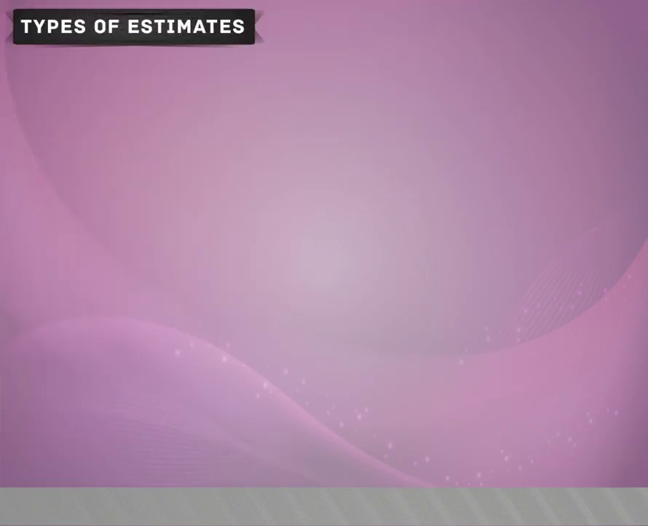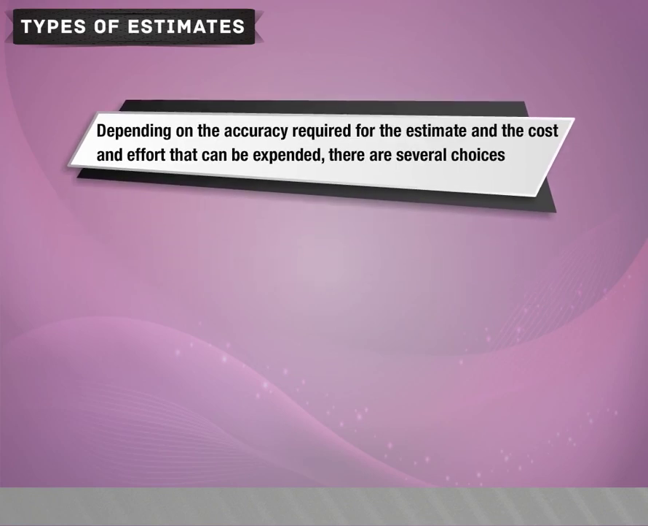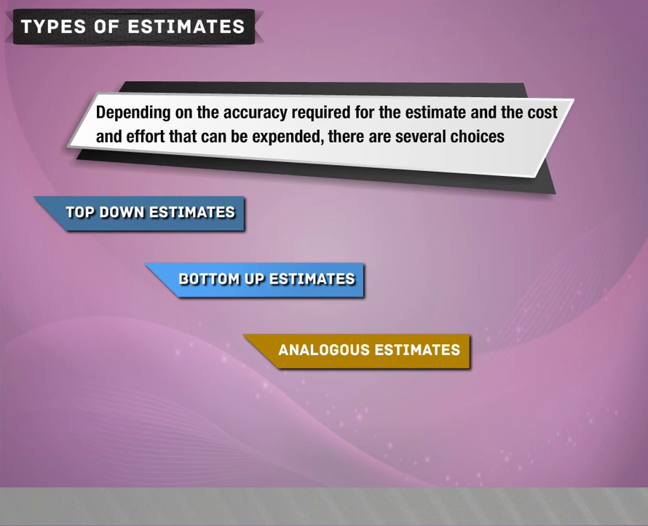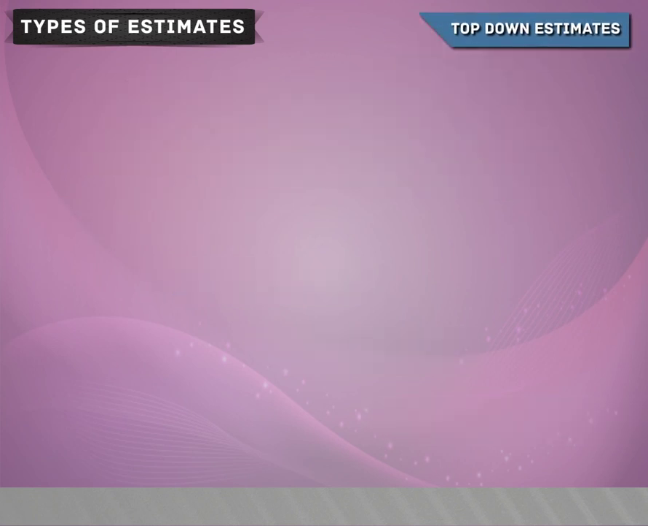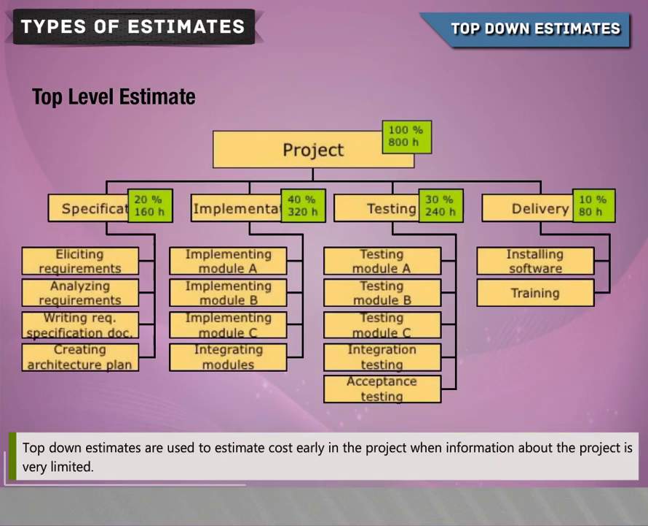Types of estimates. Depending on the accuracy required for the estimate and the cost and effort that can be expended, there are several choices. Top-down estimates, bottom-up estimates, analogous estimates, parametric estimates. Top-down estimates. Top-down estimates are used to estimate cost early in the project when information about the project is very limited.